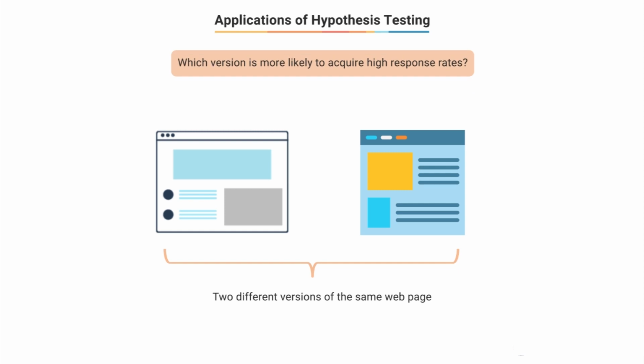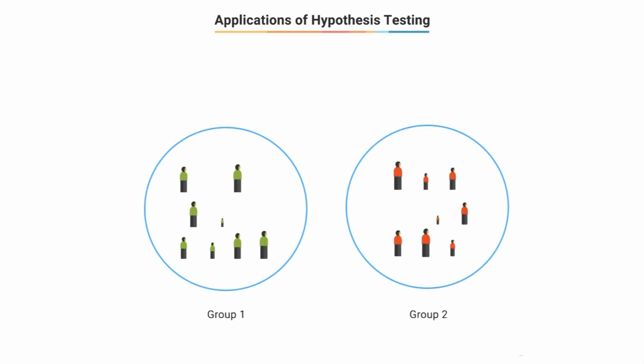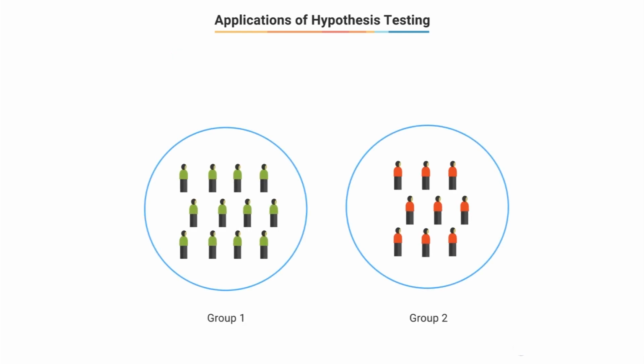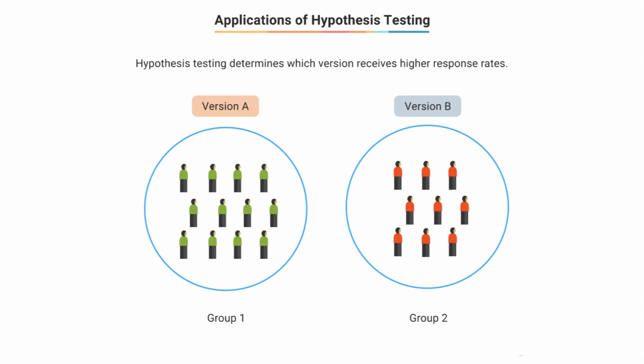So like you saw in the previous example, you divide the population into two groups where you launch version A in group 1 and version B in group 2. And using hypothesis testing, you can easily conclude which version is more likely to get higher response rates.